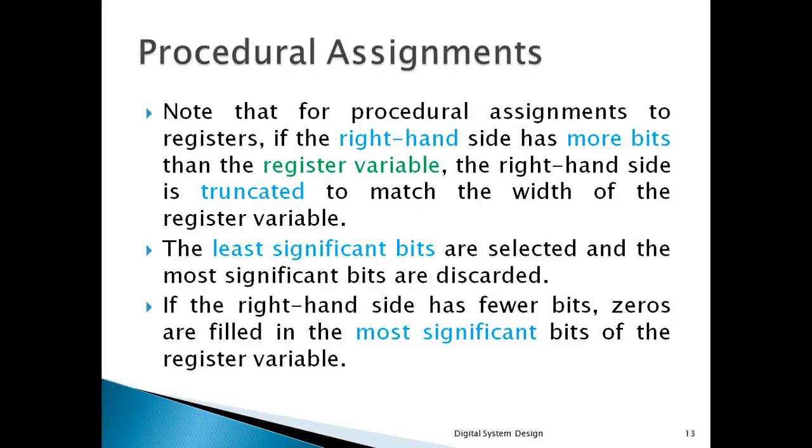Please note that if width is mismatching, then these scenarios will occur. Zeros are filled if right hand side variable bits are fewer, and if left hand side variable is smaller than the right hand side, then bits truncation will occur accordingly.